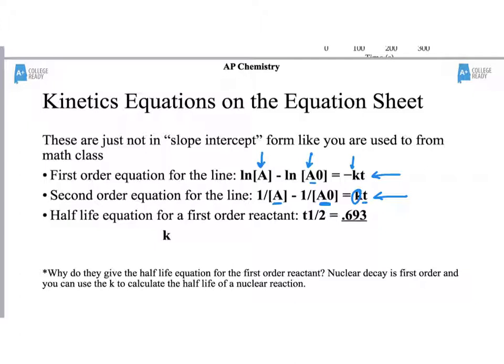You're also given a half-life equation for your first order reactant. T1/2 is equal to 0.693 over little k. Why do they give you this half-life equation for first order reactants? Nuclear decay is first order, and if you know the slope of the line, or little k, you can calculate the half-life for a nuclear reaction. It's just a quick and easy way to calculate half-life. So if you've calculated a little k and they ask you to calculate the half-life, use that equation.